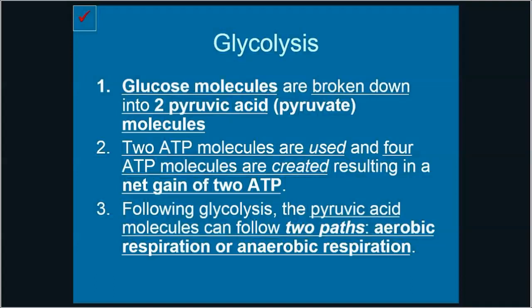If you put in 2 and you get 4 out, then you've only really gained 2 ATP out of the process of glycolysis. And then following glycolysis, the pyruvic acid can follow one of 2 paths. If oxygen is present, it'll go into aerobic respiration, which it will go inside the mitochondria and go into the Krebs cycle, which is part 2, and the electron transport chain, which is part 3. Or it'll follow anaerobic respiration, also known as fermentation.